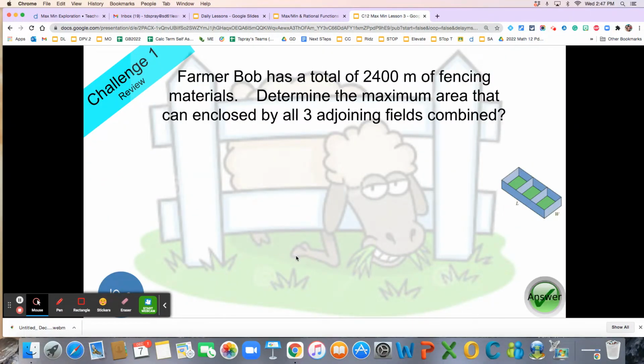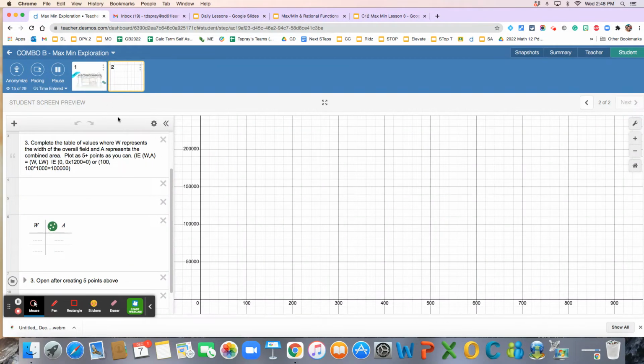And we're going to start off with a little experiment and help you visualize this. So Farmer Bob has a total of 2,400 meters of fencing materials. Determine the maximum area that can be enclosed by all three adjoining fields. So what I want to do is go over to Desmos and sort of graph the situation. So remember, we had this situation where we had these fields, and we have a total of 2,400 meters of fencing to go around.